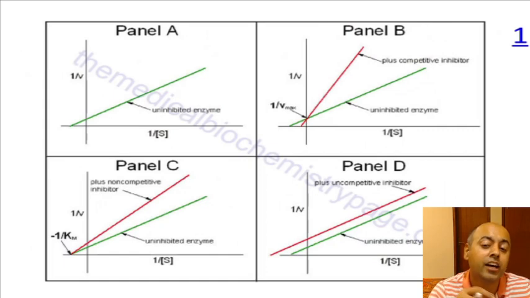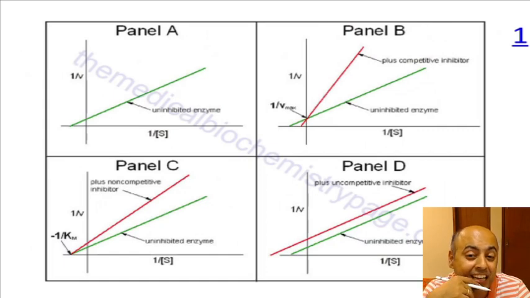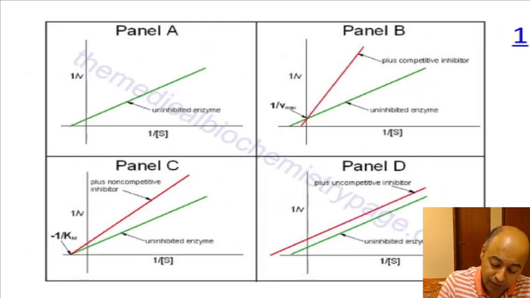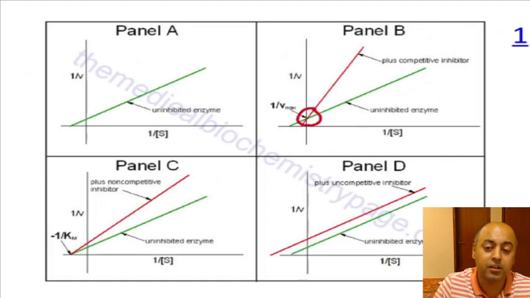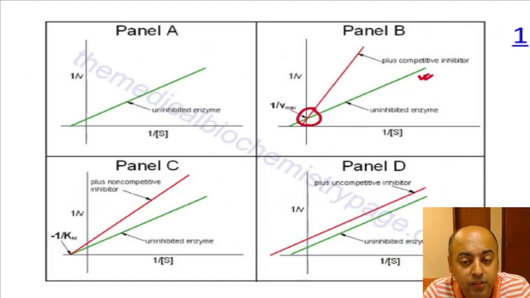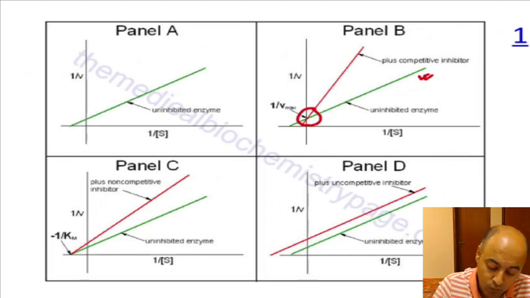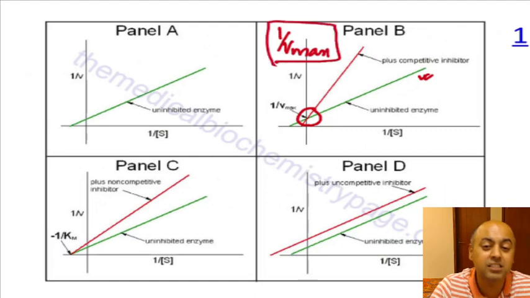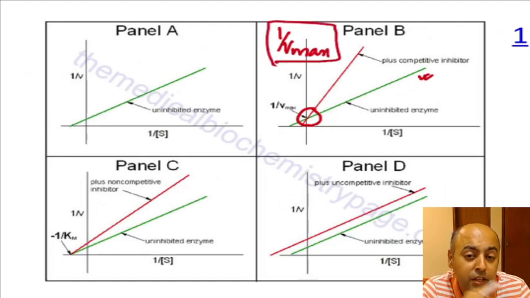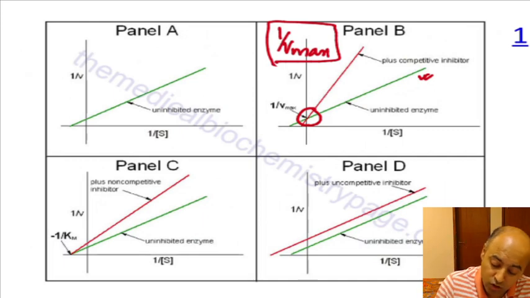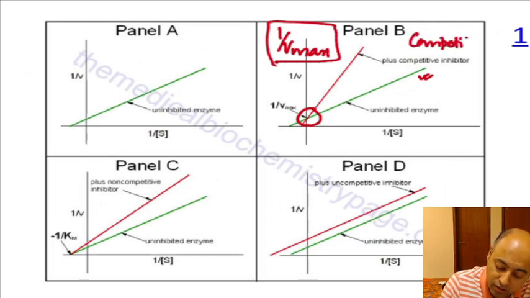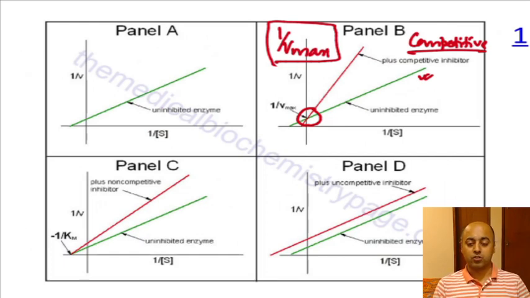Now, how to identify which type of inhibition is seen in this second graph? We look at the graph and we find it has the same y-intercept as the uninhibited graph, right? Y-intercept indicates 1 upon Vmax. If you remember, it indicates 1 upon Vmax. So if 1 upon Vmax is the same, then the Vmax must be the same. In the previous table, I asked you where the Vmax does not change, where it is normal. You have noted it is normal where? It is normal in competitive inhibition. Therefore, this is the graph for competitive inhibition.